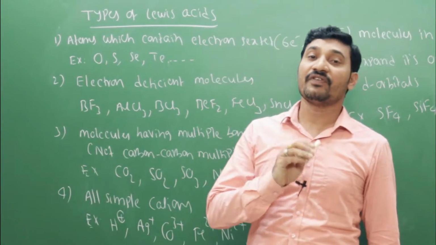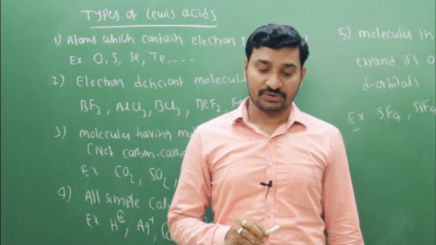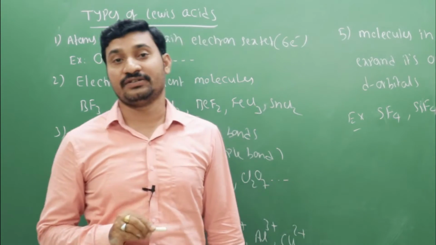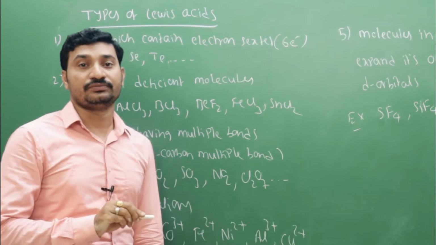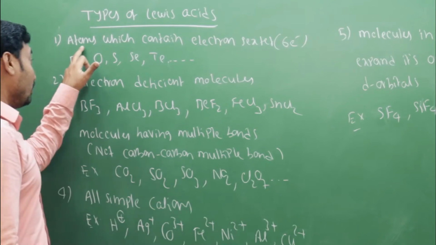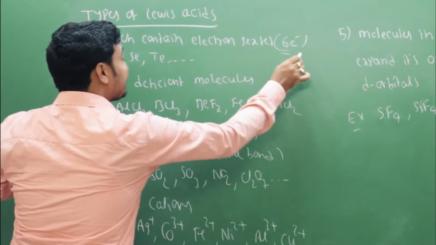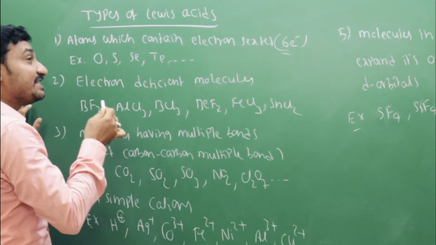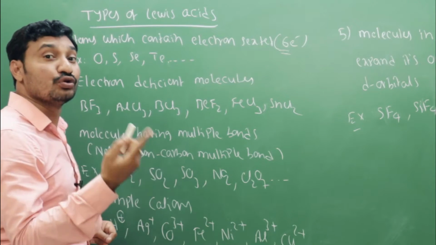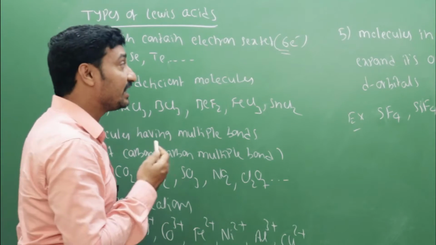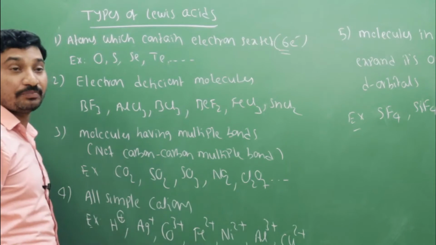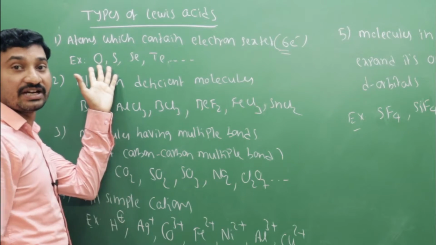Generally, what type of atoms or molecules are stable? If the atom contains 8 electrons in the valency shell, that means it follows the octet rule, then the atom or molecule is generally stable. Now atoms which contain an electron sextet means 6 electrons. Oxygen contains 6 electrons in the valency shell. So to get stability, it requires 2 more electrons, right? That's why it is ready to accept a pair of electrons from the other substance and will get stability, because then it will contain 8 electrons in the valency shell.